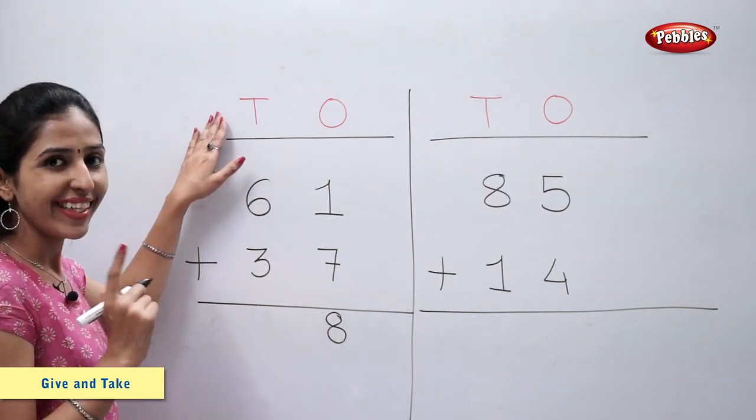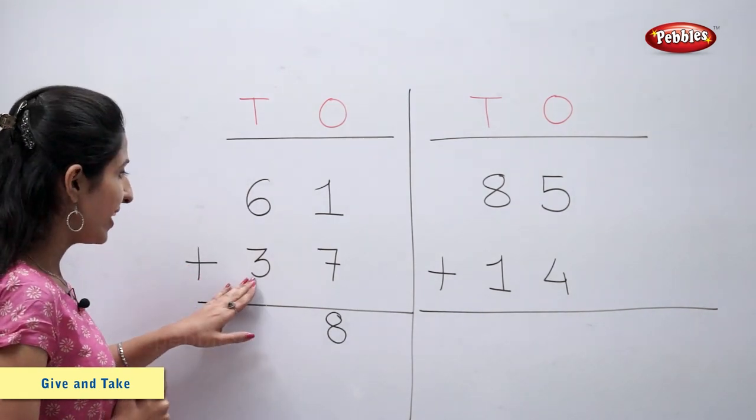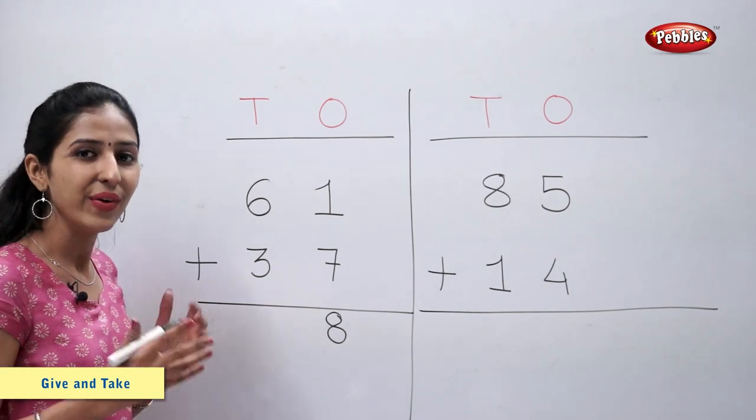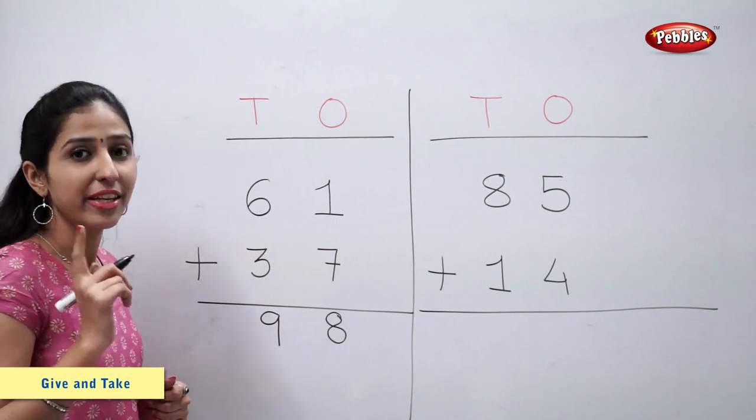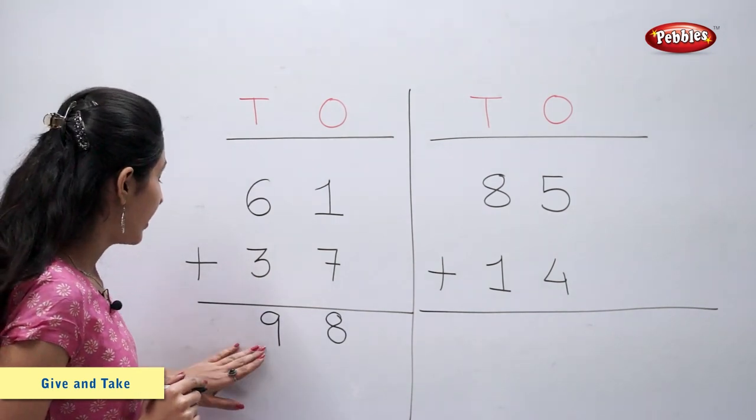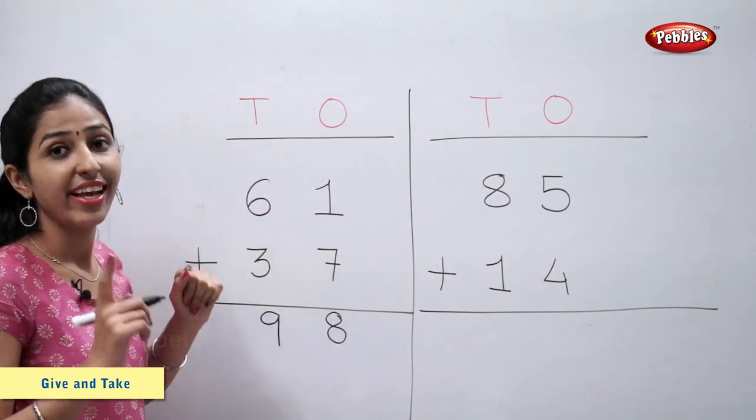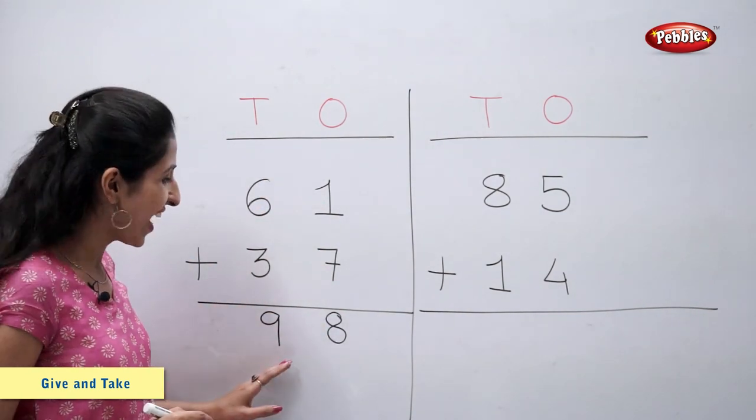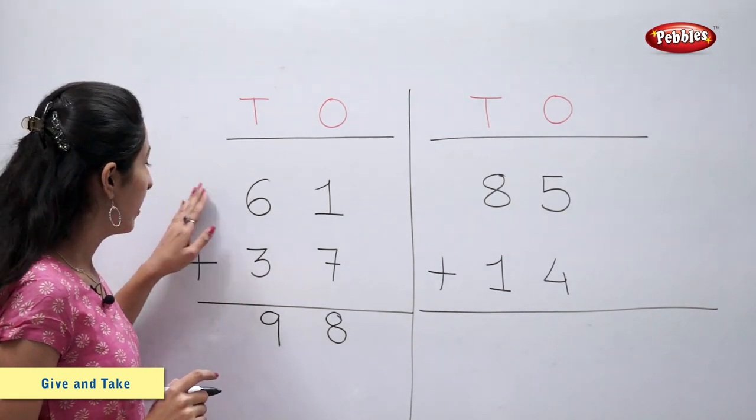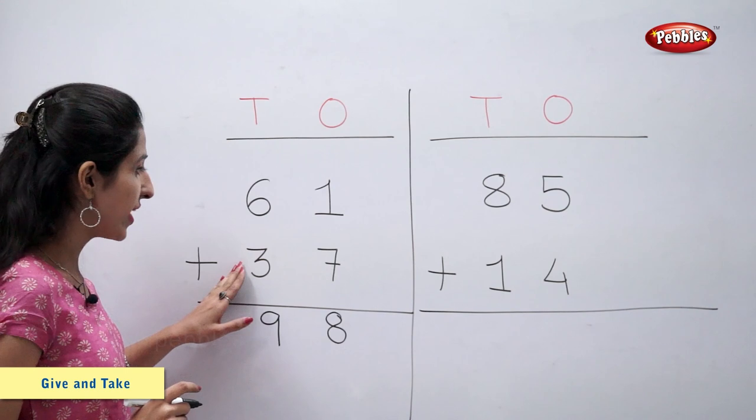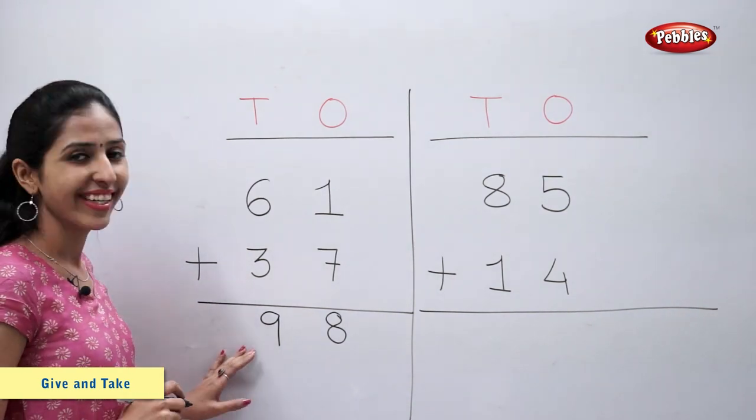Now, tens. 6 plus 3 is equal to 9. Now we have 9 tens and 8 ones. That is number 98. So, 61 plus 37 is equal to 98.